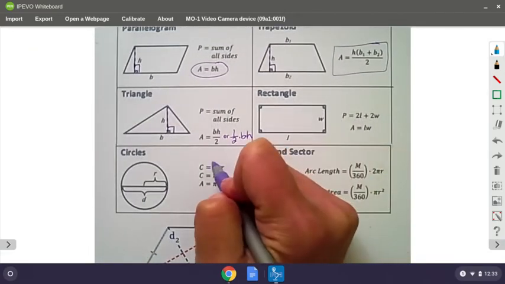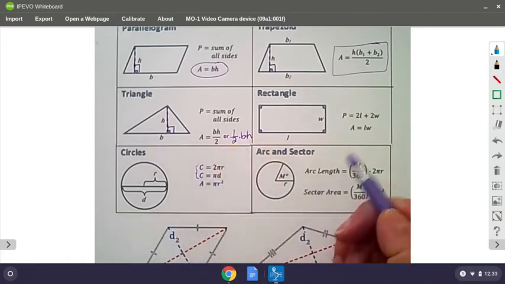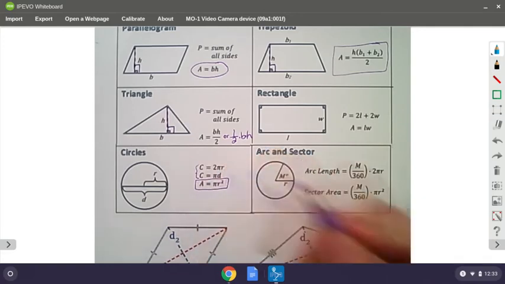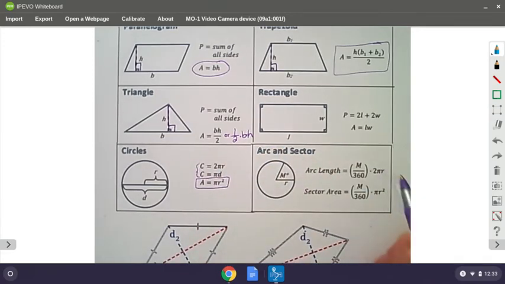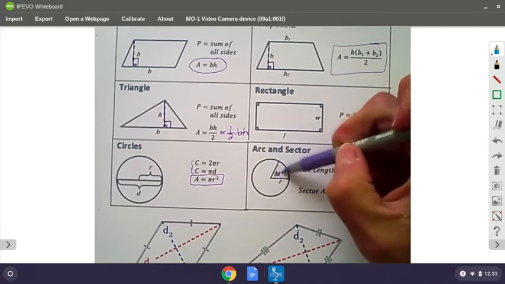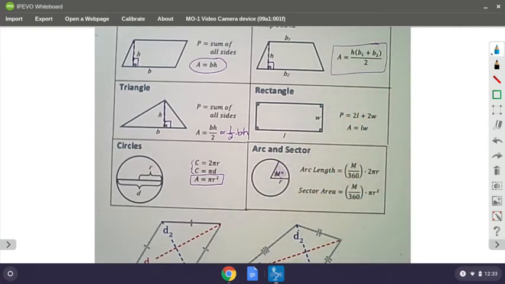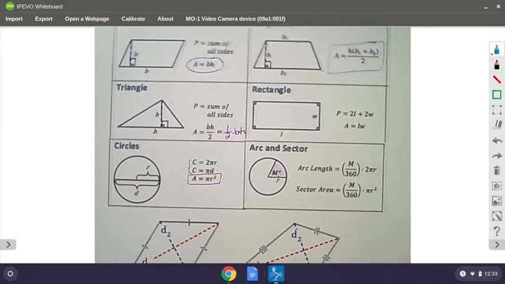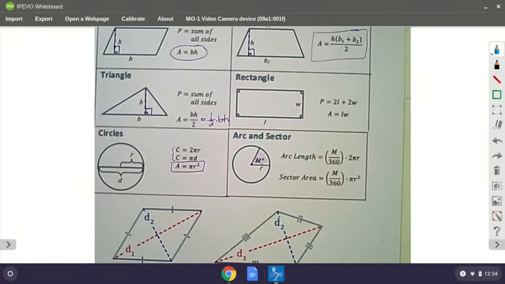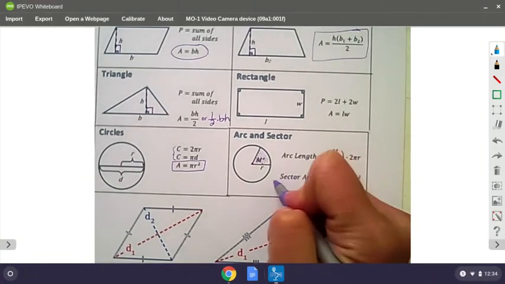Circles, we've done circumference before at the beginning of circles, but we never really talked about area. Area is pi r squared. And then a sector. A sector, we actually haven't even learned about. So this is a sector. It's basically just a piece of a circle, like a piece of pie or a piece of pizza, something like that. It's a section. This point here is at the center of the circle.